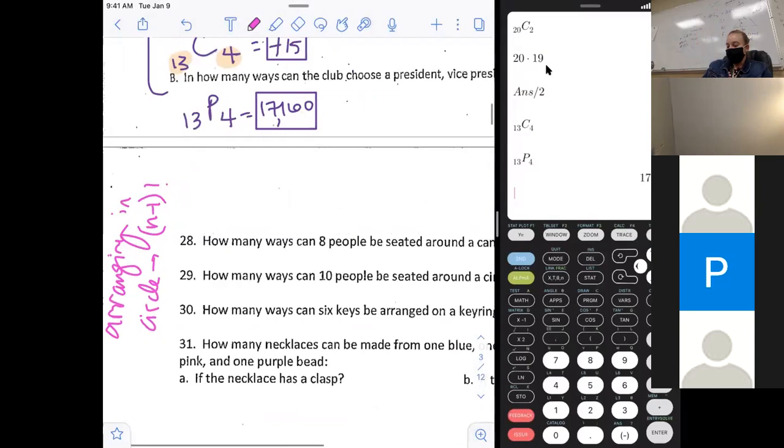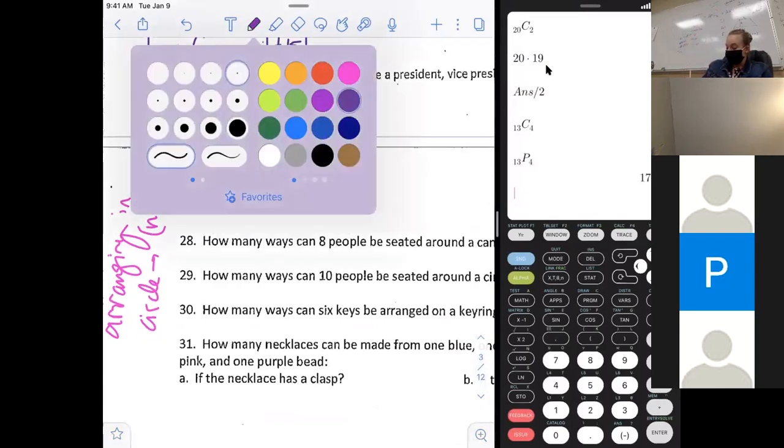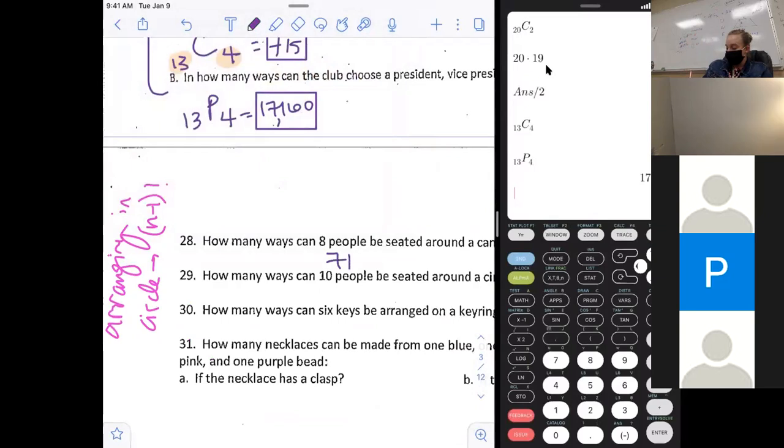So for example, if I had 8 people sitting in a row on a log, that would be 8 factorial. But since they're around a campfire, which is a circle, the way that the circle works, we're going to do 1 less than 8. So 7 factorial is going to tell me how many ways 8 people can be seated around a campfire. 7 factorial.